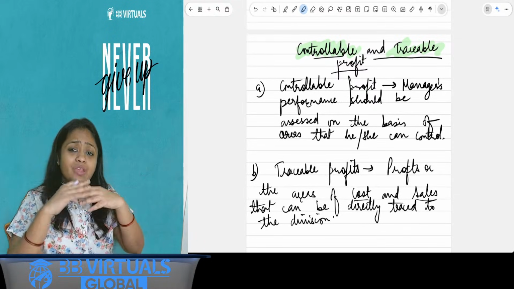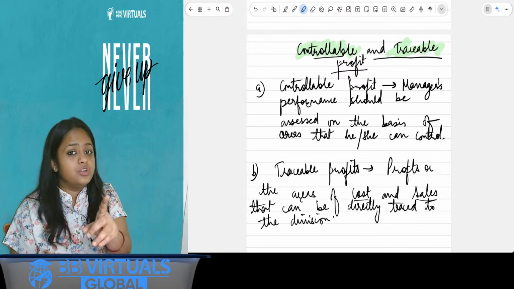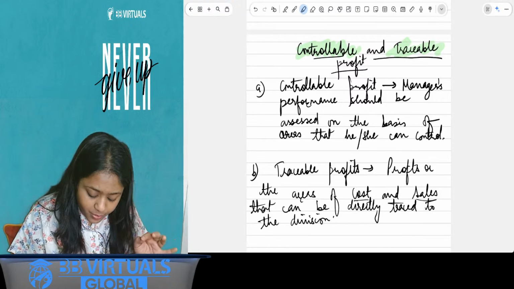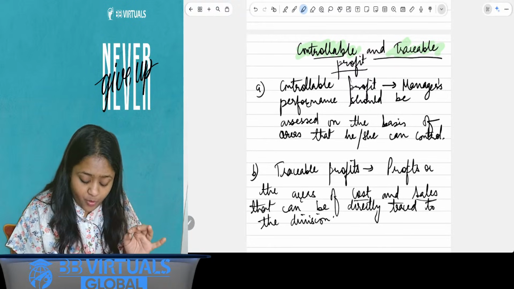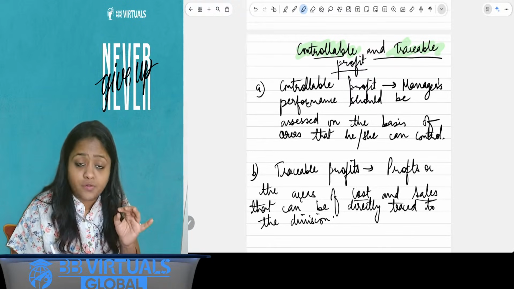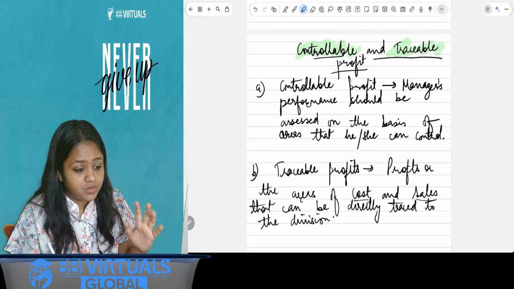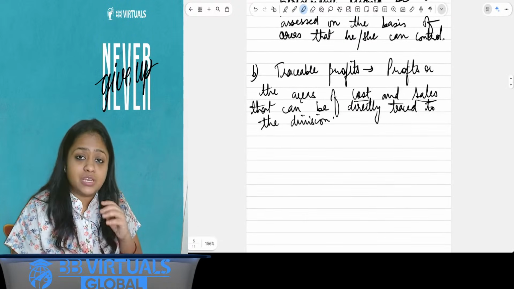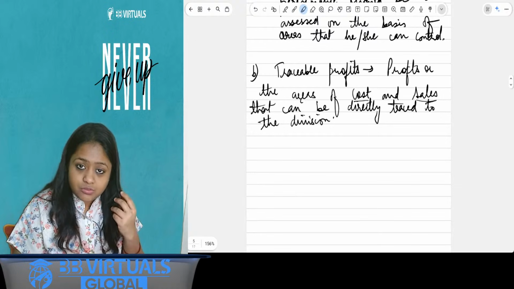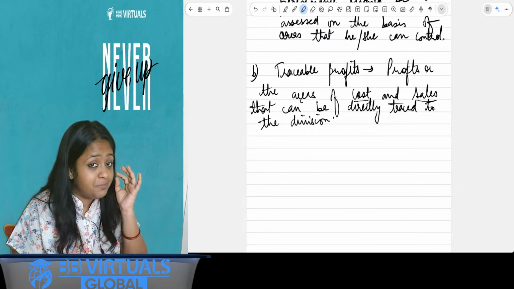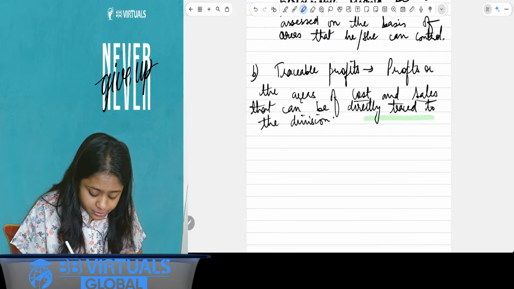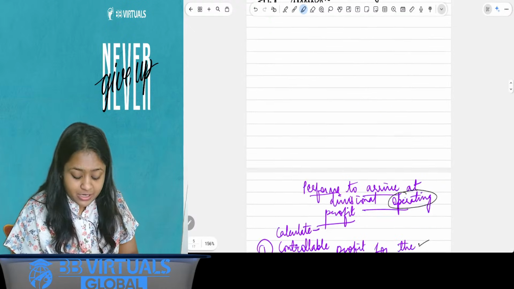Does the manager have any control over it? No. So is it controllable? No. So for controllable profit, the manager's performance should only be assessed on the basis of the profit that he or she can control. Clear? Traceable profits are those profits or costs, those areas of cost and sales that can be directly traced to the division.